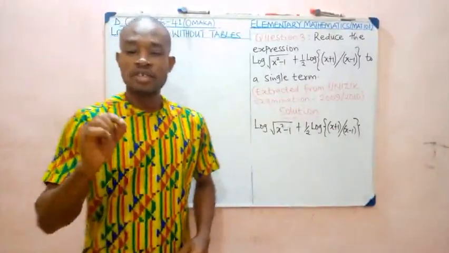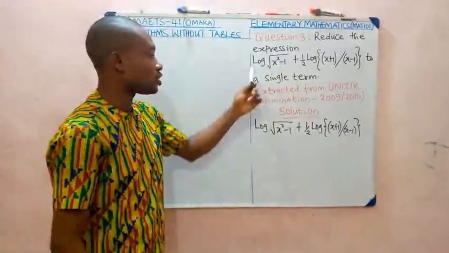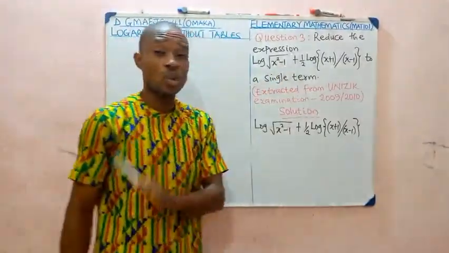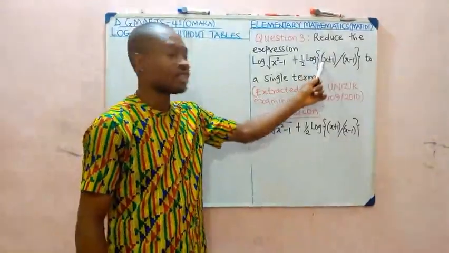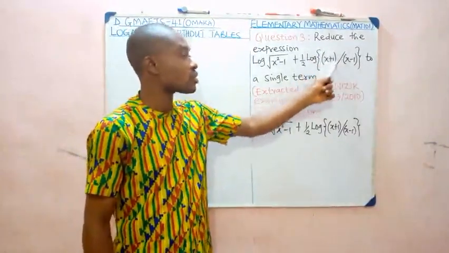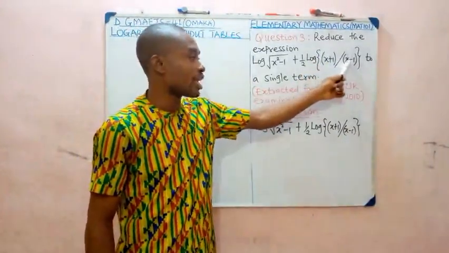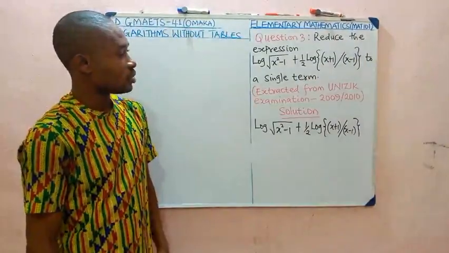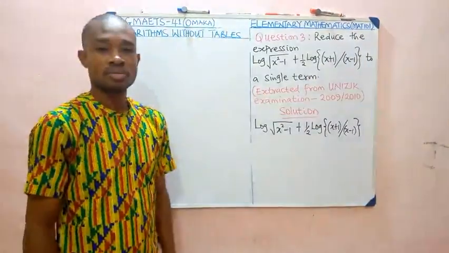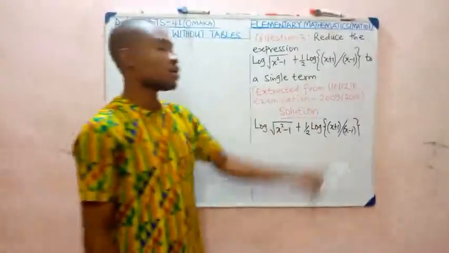On the board here we have the third question. We are to reduce the expression log of the square root of x squared minus 1, plus 1 over 2 log of (x plus 1) all over (x minus 1), to a single term. So we have to reduce this to a single term.